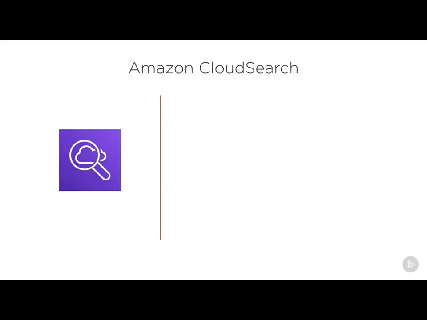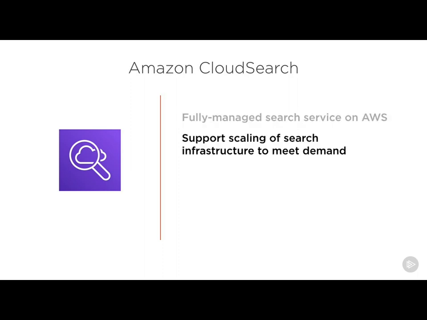Now, next, we're going to look at Amazon CloudSearch. And this is a fully managed search service on AWS. So in some cases, you want to go through and analyze data in dashboards like we were talking about with QuickSight. Or in some cases, you might want to run through a bunch of large-scale data like we have with Athena. But maybe you want to build a custom application and make a lot of data available to your users. And this is where CloudSearch can be very beneficial. The great thing is it does support scaling of search infrastructure to meet your demand. So you can trust that this is a service that can scale for you.